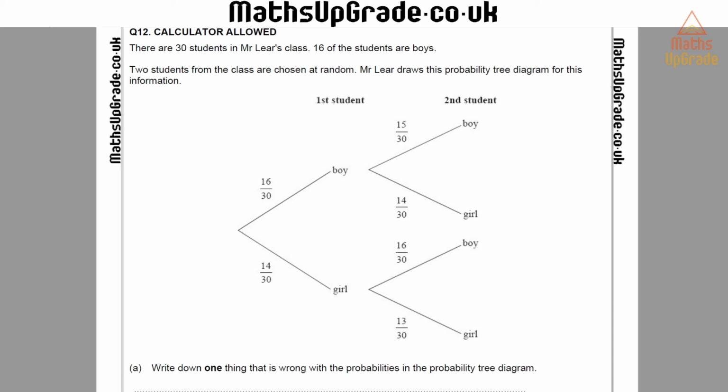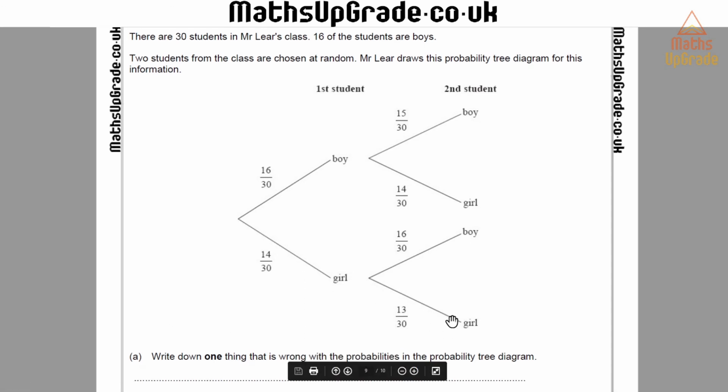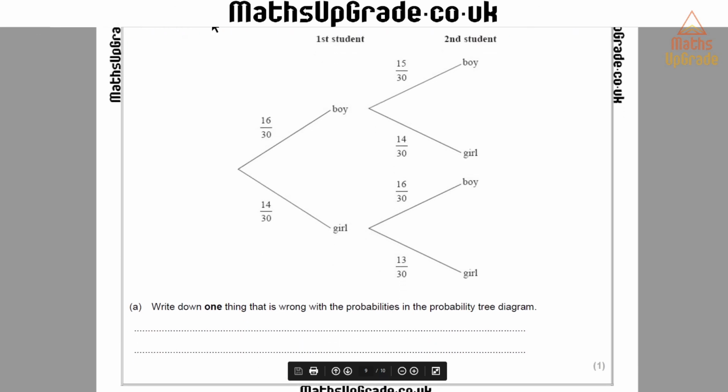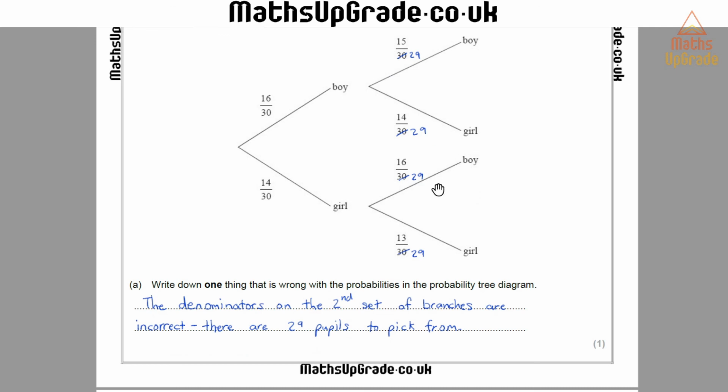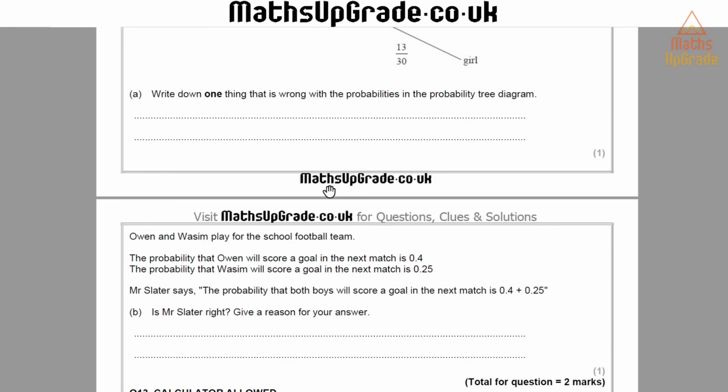In question 12, the first part of the reasoning question, I'm given the tree diagram there, and I need to write down one thing that's wrong with the probabilities in the tree diagram. Well, first of all, if you choose 2 students at random from the class, once you've chosen 1 student, there'll only be 29 students to pick from. That's the first thing. So that's for 1 mark there. And I've marked it on the tree diagram as well. Otherwise, the tree diagram looks okay.